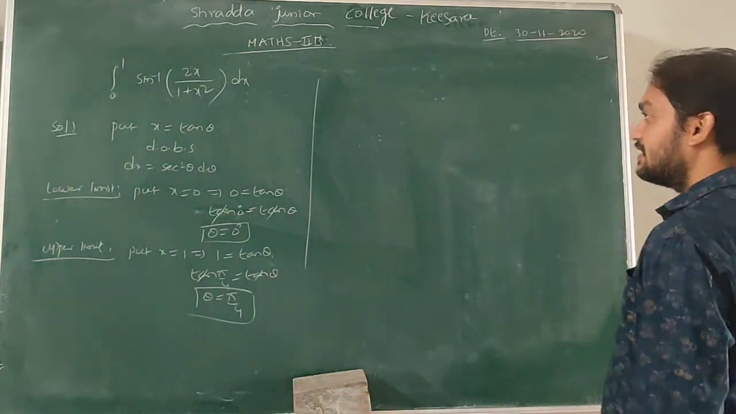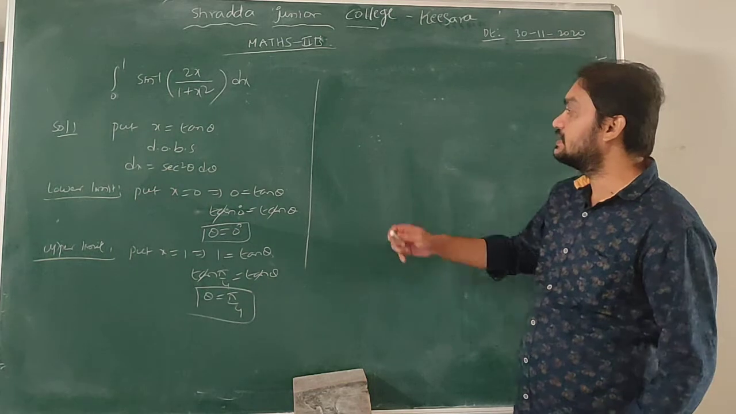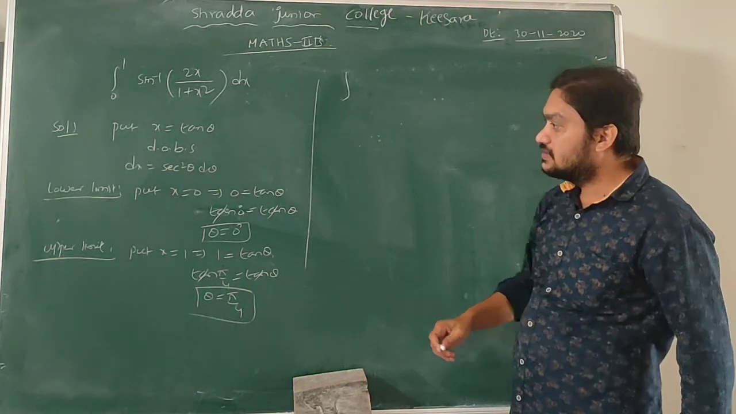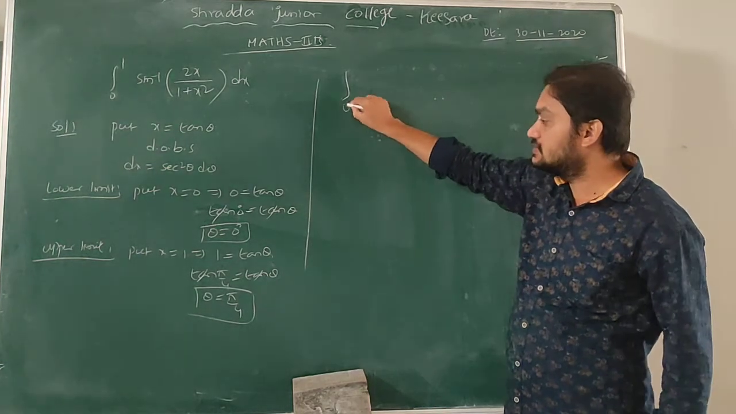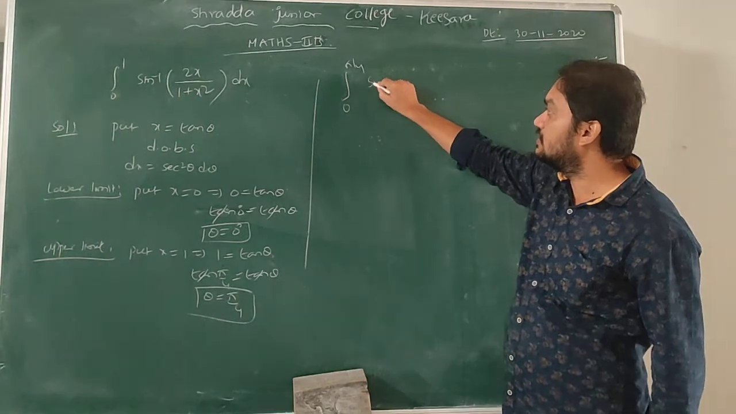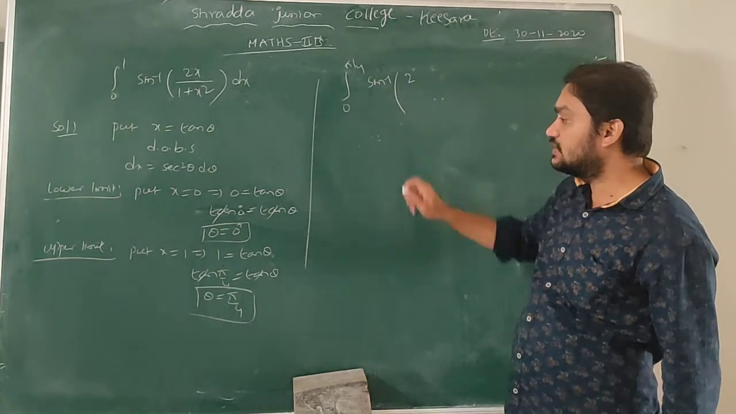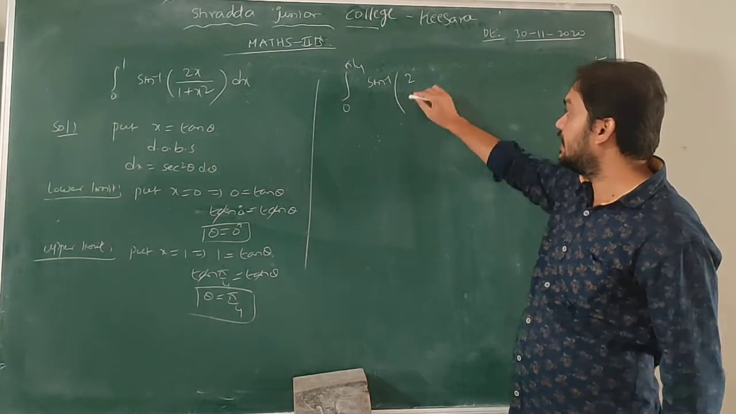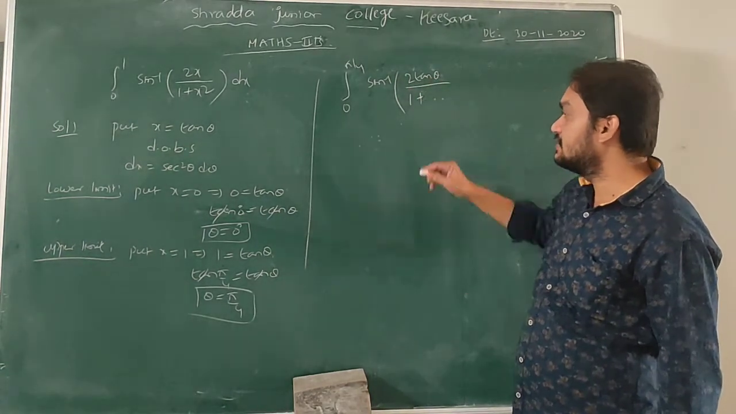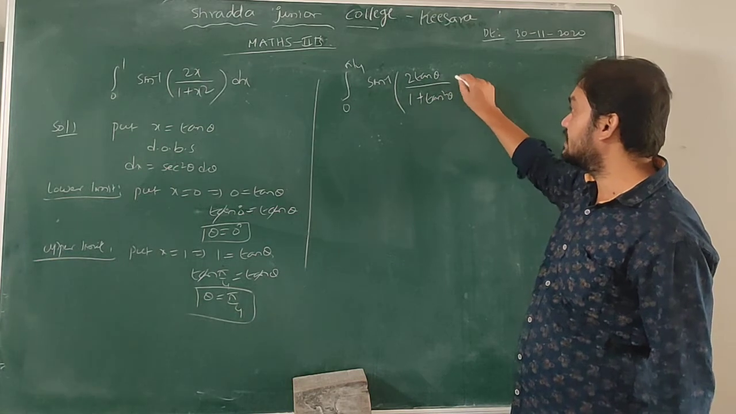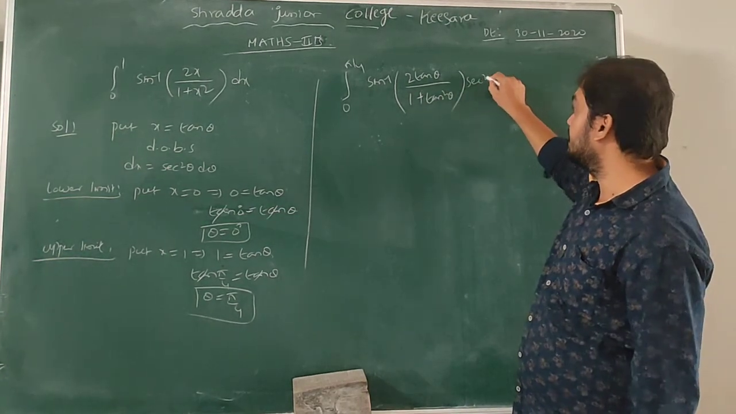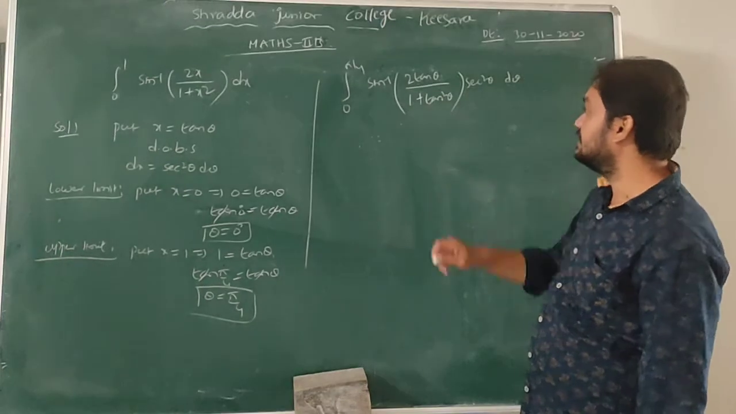substitute the upper limit, lower limit and x in the given problem. What are we getting here? Integration, the lower limit is 0, the upper limit pi by 4. Now sine inverse of 2 into x, and x is nothing but tan theta, by 1 plus x square, that is tan square theta, into dx. What is dx here? Secant square theta d theta.